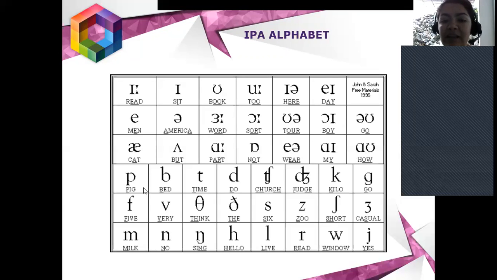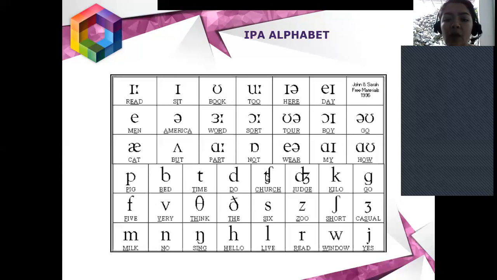Then we have the consonant sounds. We have p, p. So both your lips go together. P. Then we have b. It's the same. B with two lips. We have t, t, time. The tongue touches the hard ridge. And we have d, which is the same place.